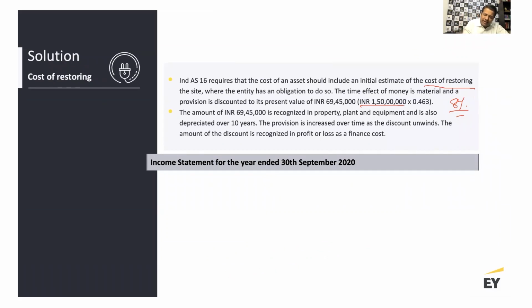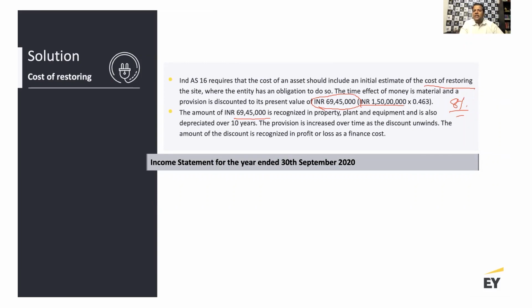So 1 crore 50 lakhs multiplied by 0.463 equals 69,45,000, which is what you need to capitalize along with the cost of the asset. The amount of INR 69,45,000 is recognized in property, plant and equipment and is also depreciated over a 10-year period.